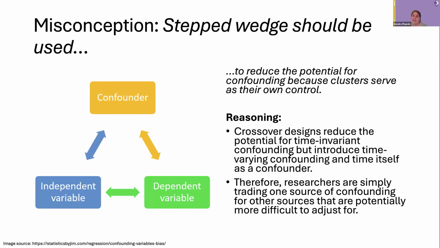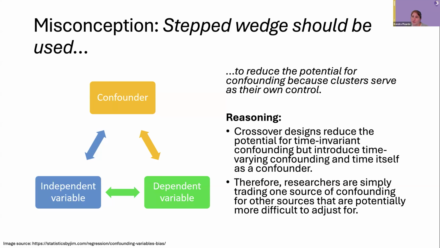Another misconception is that stepped wedge should be used to reduce the potential for confounding because clusters serve as their own control. Well, I mentioned a little bit of this in the previous slide. To go in a little more depth, crossover designs reduce the potential for time invariant, so baseline characteristics at the cluster level. So any cluster level characteristics that differ at baseline do get more controlled for in a crossover design. However, crossover designs introduce time varying confounding and time as a confounder itself.